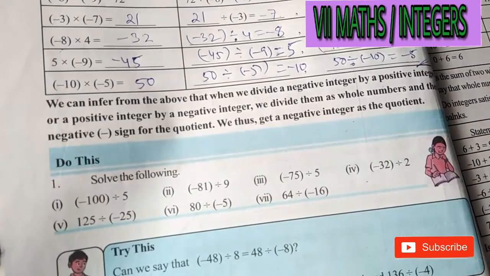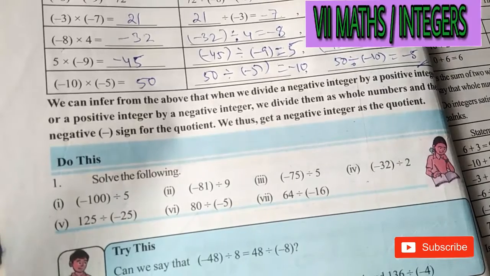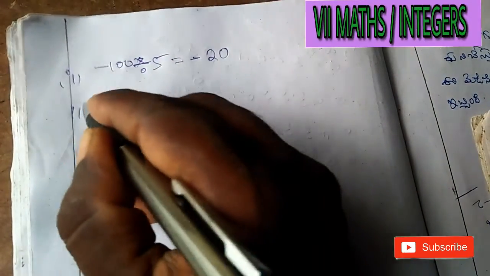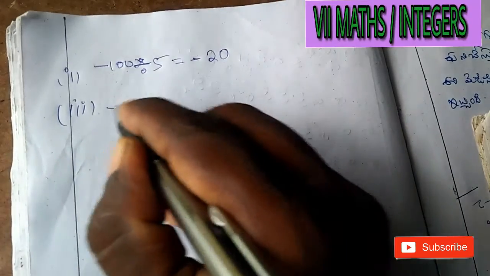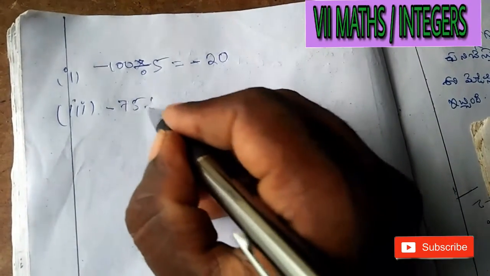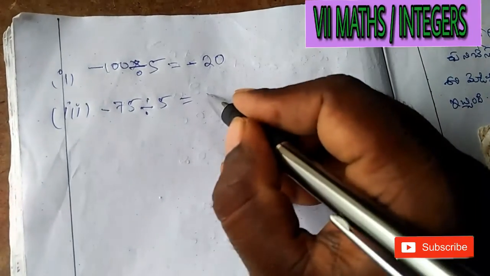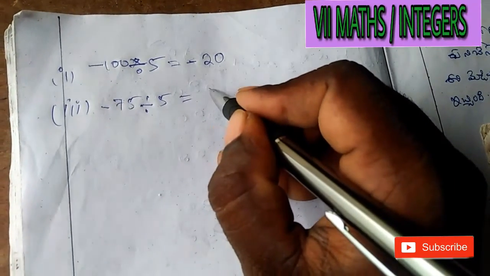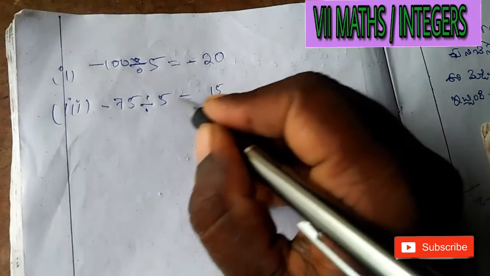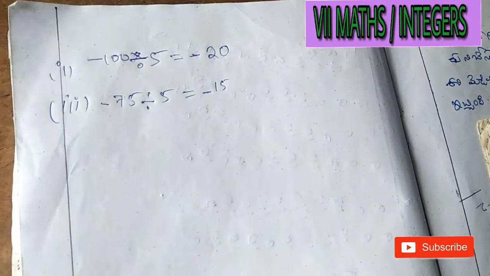Third question, minus 75 divided by 5. I am going to solve this problem. It is the first one; now I am going to do the third problem. Minus 75 divided by 5 is equal to, so 15 5s are 75, so it is minus. You have to keep the minus sign here.